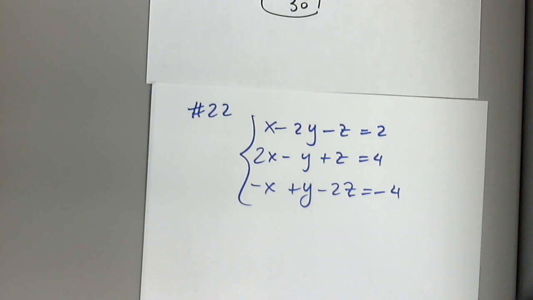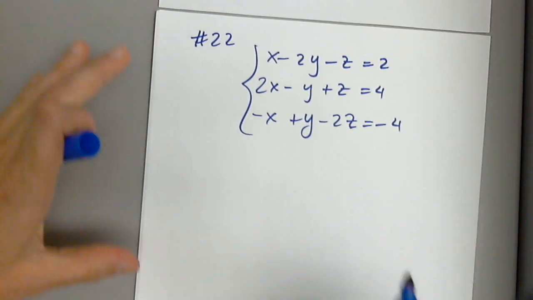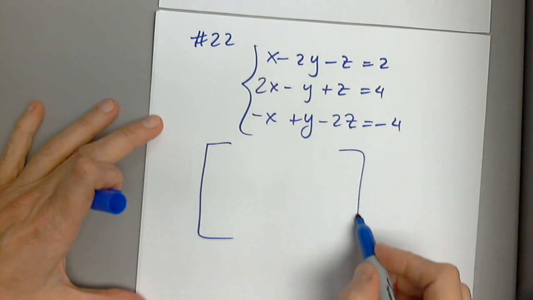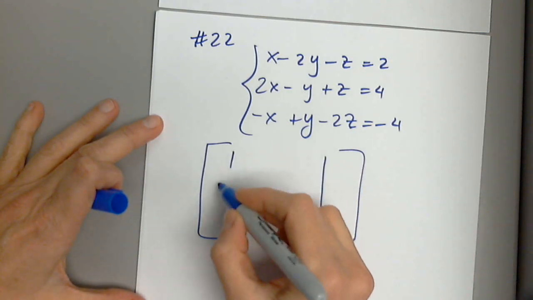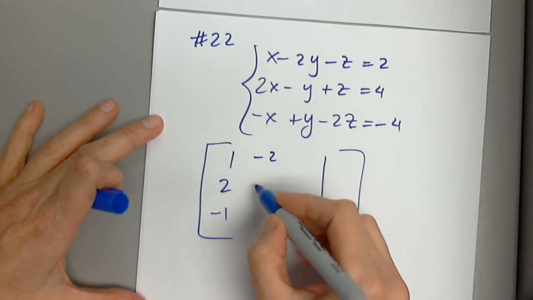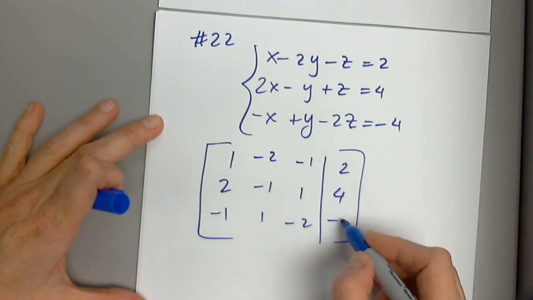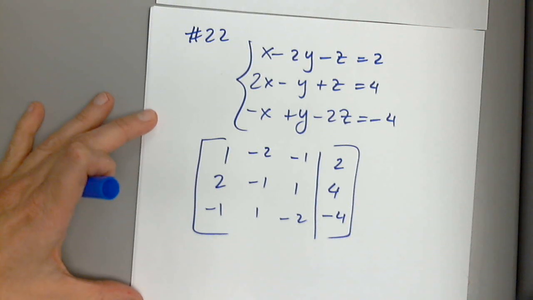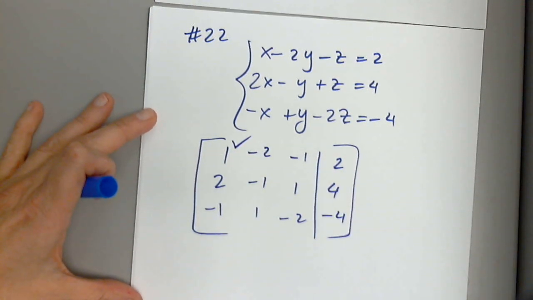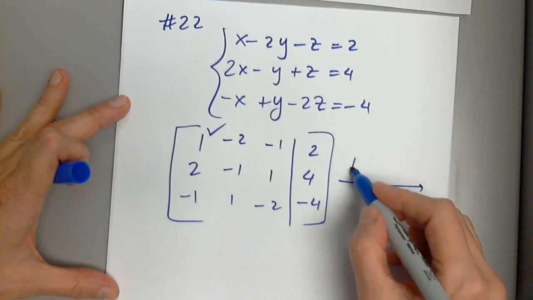So, the augmented matrix would have 1, 2, negative 1, negative 1, negative 2, negative 1, 1, negative 1, 1, negative 2, and the free terms, correct? Yes. Good. Let's start that. One, 2, negative 1, negative 2, negative 1, 1, negative 1, 1, negative 2, 2, 4, negative 4. Correct? This is already done. I'm happy. I will be using row 1.